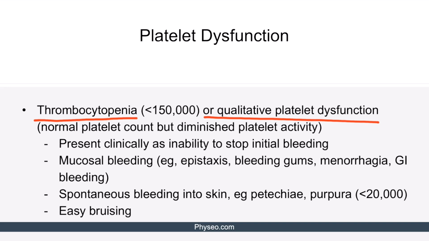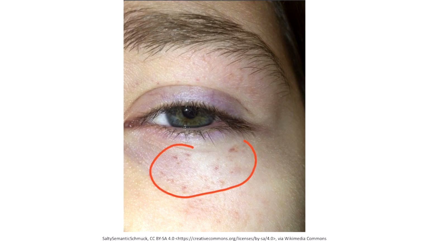A petechia is bleeding in the skin with a diameter of less than 3 millimeters, while purpura is bleeding in the skin with a diameter between 3 millimeters and 1 centimeter. Spontaneous bleeding is likely with a very low platelet count, typically less than 20,000. Patients with milder thrombocytopenia will often present with nonspecific symptoms such as easy bruising. Here you can see an example of petechia, which are punctate lesions from capillary bleeds commonly seen in people with platelet disorders. These lesions will be non-blanchable, which means they will not change color when pressure is applied.